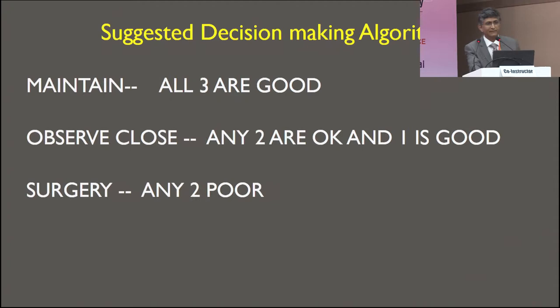So if all three are good, I would be happy to maintain the patient on maximal medical therapy. If any two are okay and one is good, then I would say observe closely. But if any two are poor, you would definitely move this patient towards surgery, and you need to discuss this more and more with the patient and reach your satisfactory conclusion. So I would like to say at the end that I hope I have made it a little objective for you to decide what to give in maximal therapy and how to decide when to move this patient from maximal medical therapy towards surgery.